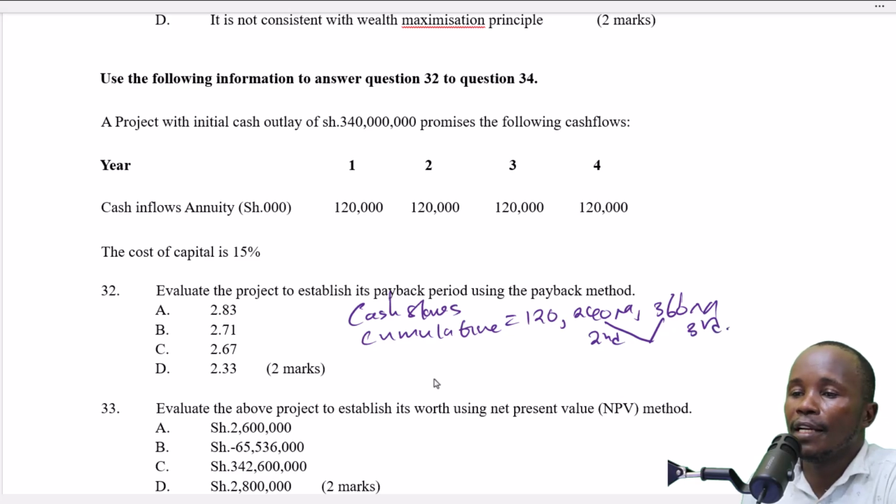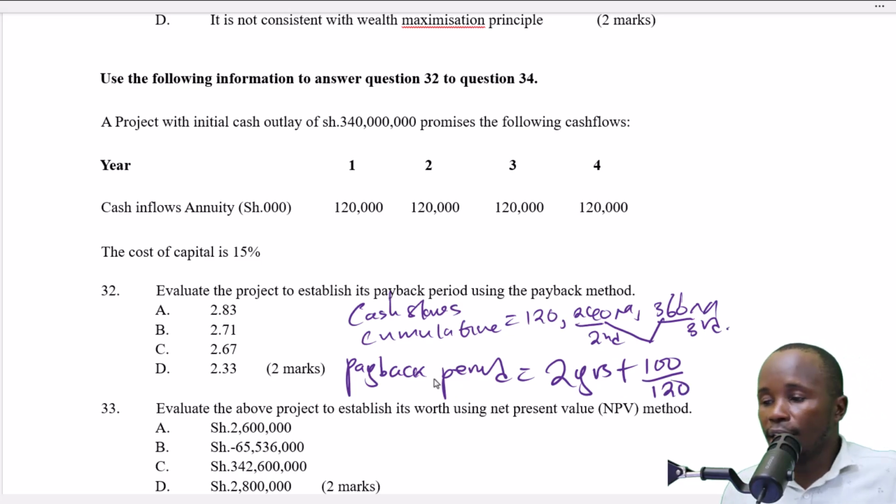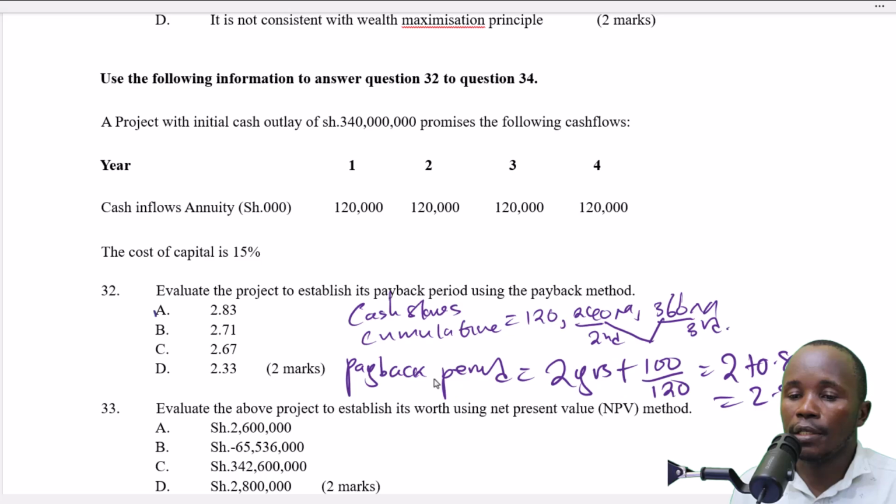For him to recover, it lies between the second year and third year, because you want to recover 340 million, and it is beyond 240 million but less than 360 million. Therefore, the payback period shall be 2 complete years, because it's already past 240, but between 240 and 340 there is 100 million, divided by the cash flow in that particular year, which is 120. So what is 100 divided by 120? 0.83. It therefore means the payback period is 2 plus 0.83, which is 2.83. So your answer is A.